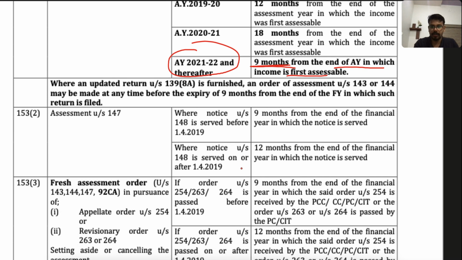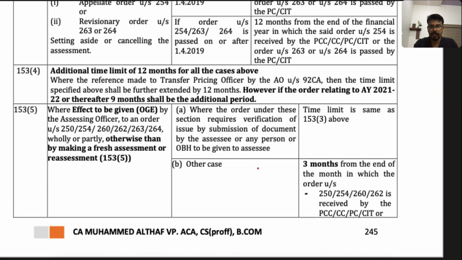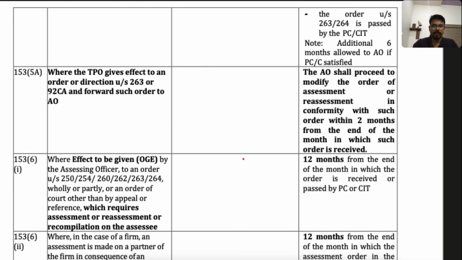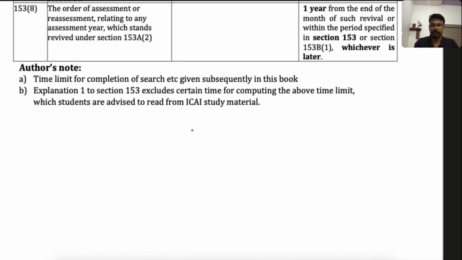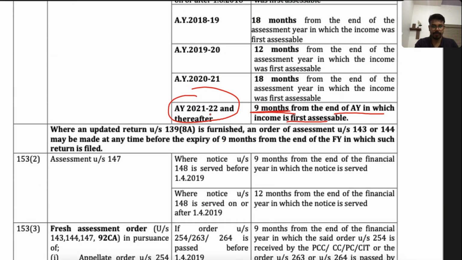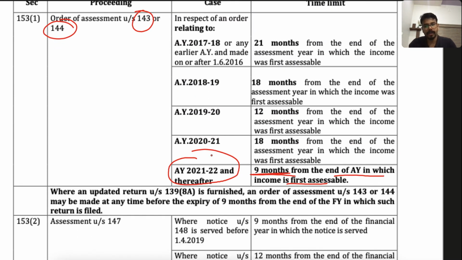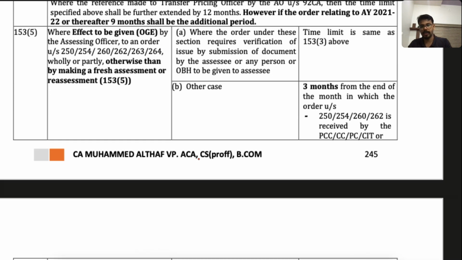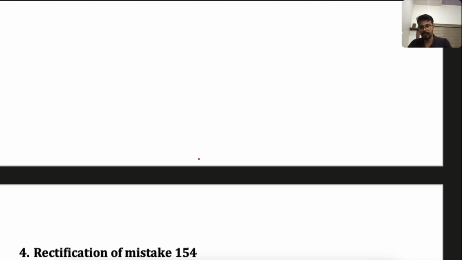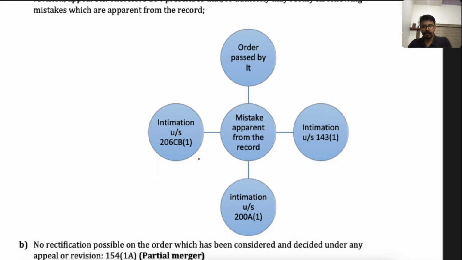Okay, that's 9 months. In case of this 143, 144, if it is done for assessment year 21-22 onwards, then it has to be completed within 9 months. Okay, that's one amendment they have given in 153. And then the next amendment, let's see.